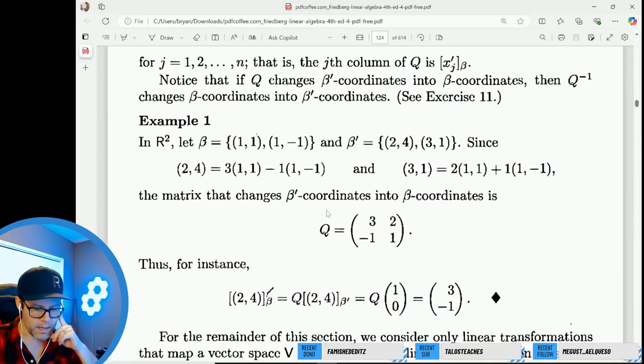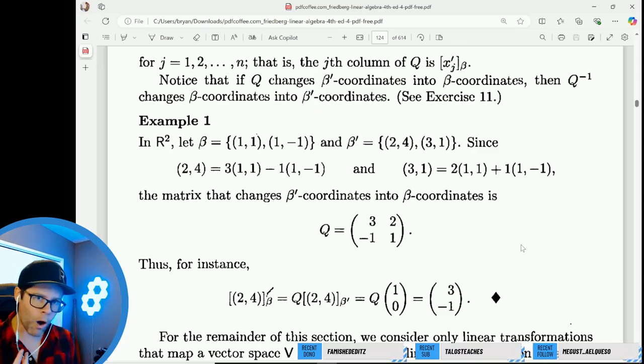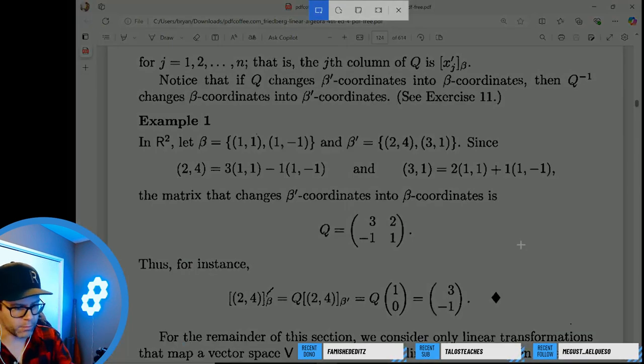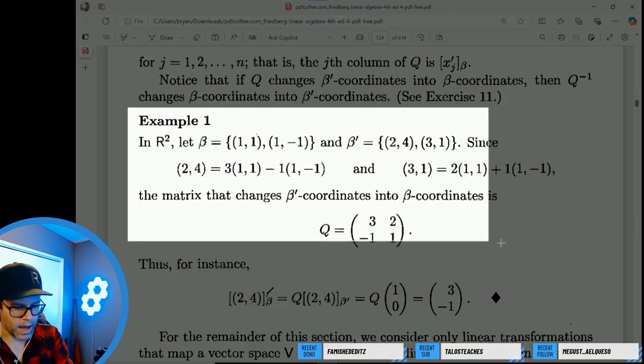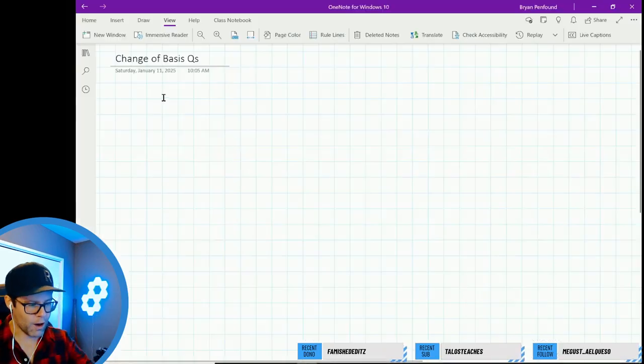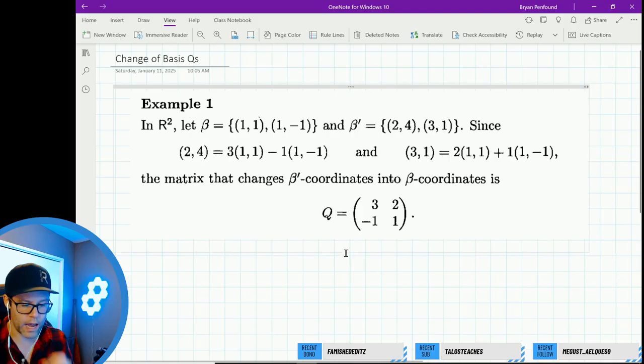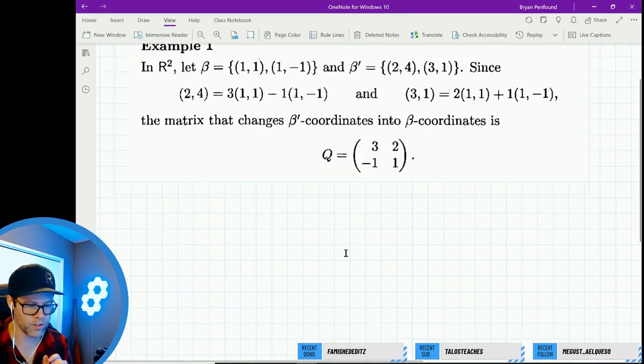Okay, so I think the easiest way to start figuring out how the mechanics work is to literally just do an example. So let's break down example 1 here and see how they are getting this information that they're using to create Q. And Q here is our change of basis matrix.